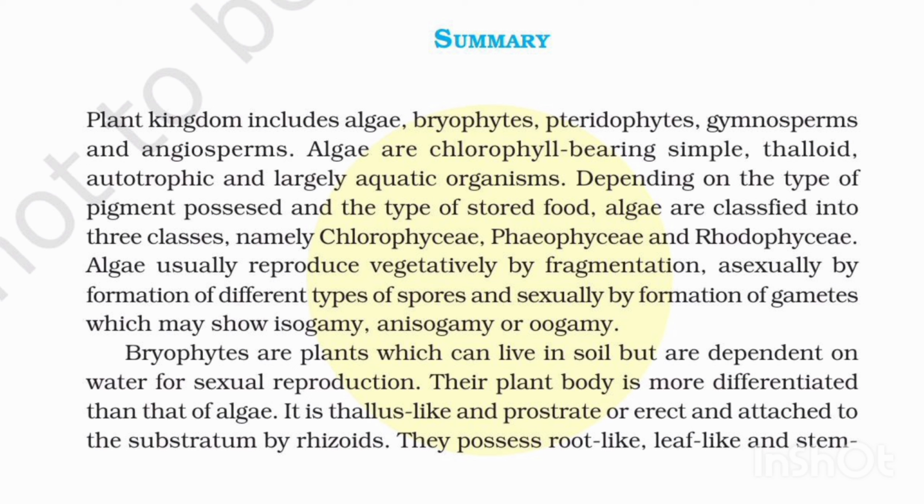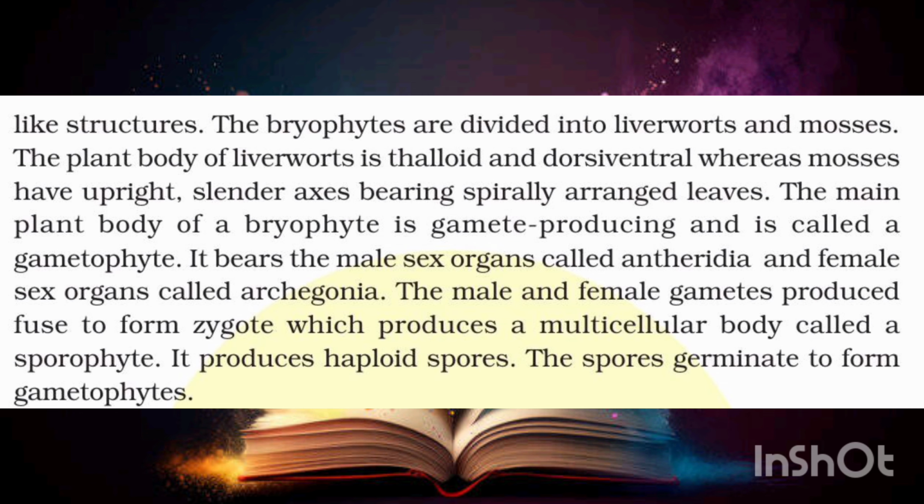It is thallus-like and prostrate or erect and attached to the substratum by rhizoids. They possess root-like, leaf-like, and stem-like structures. The bryophytes are divided into liverworts and mosses. The plant body of liverworts is thalloid and dorsiventral, whereas mosses have upright, slender axes bearing spirally arranged leaves.